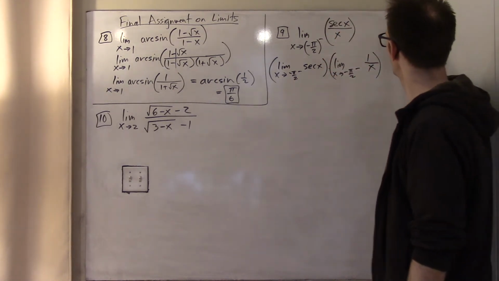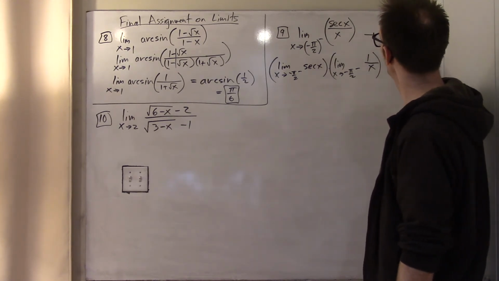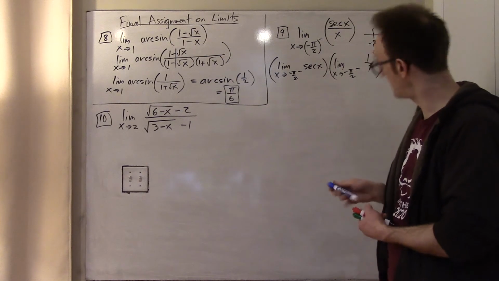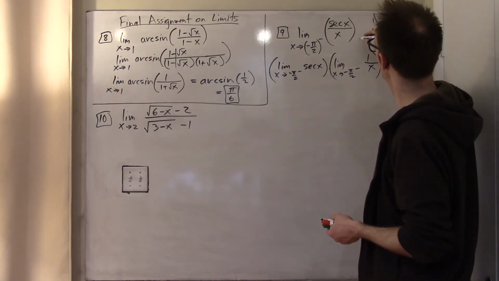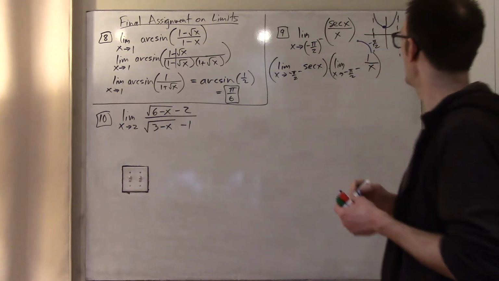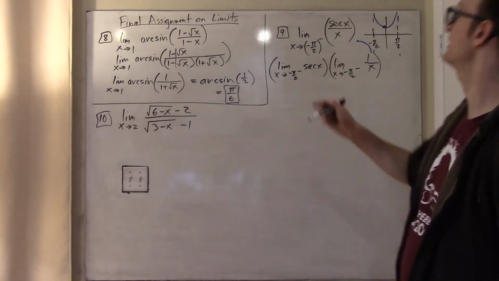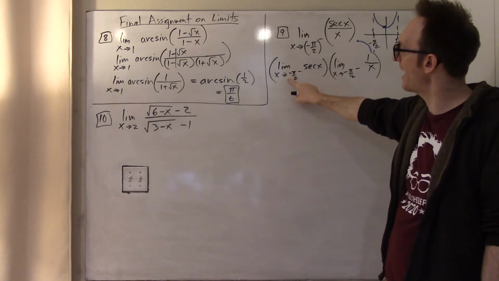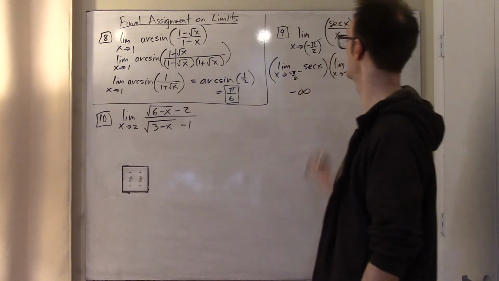Well, we can make a graph of secant now, I guess. What does secant look like? Here's pi/2, here's negative pi/2. We have asymptotes here and here, and so the function is going to look like this, and then like that. And so, by consultation with this graph, we see that if x is a little bit less than negative pi/2, the secant will be negative infinity.